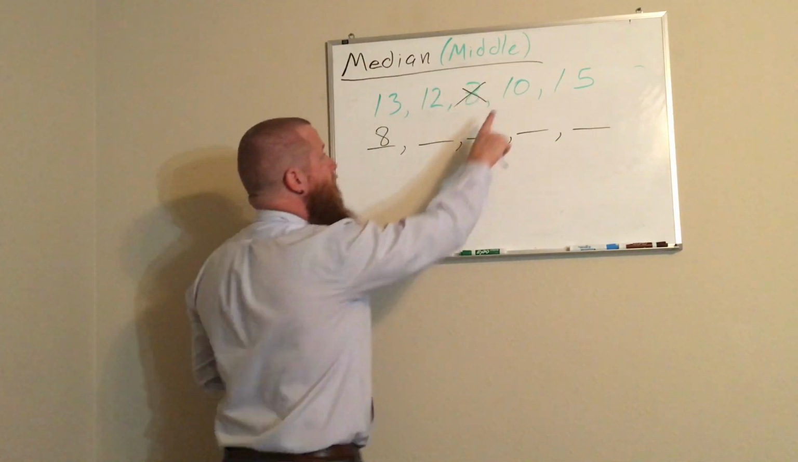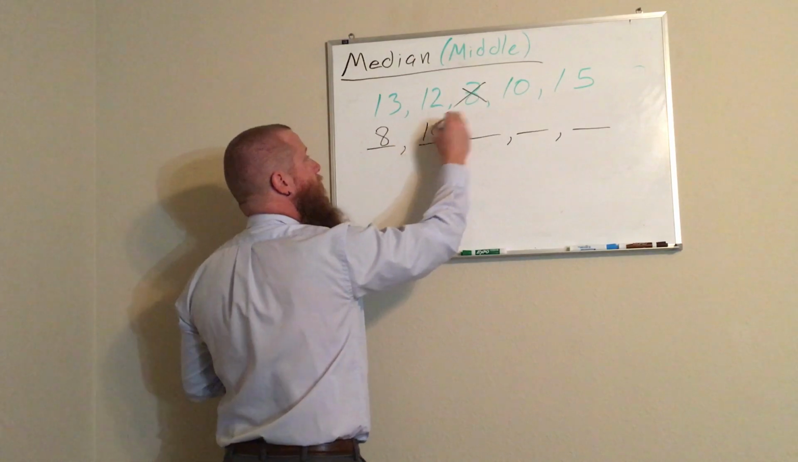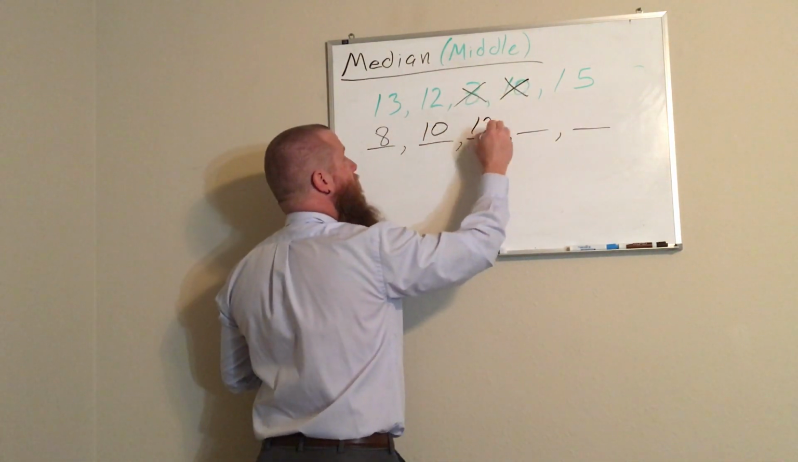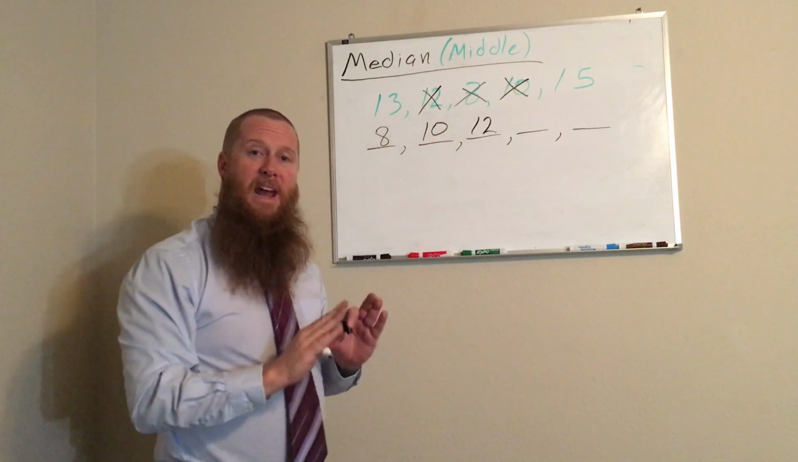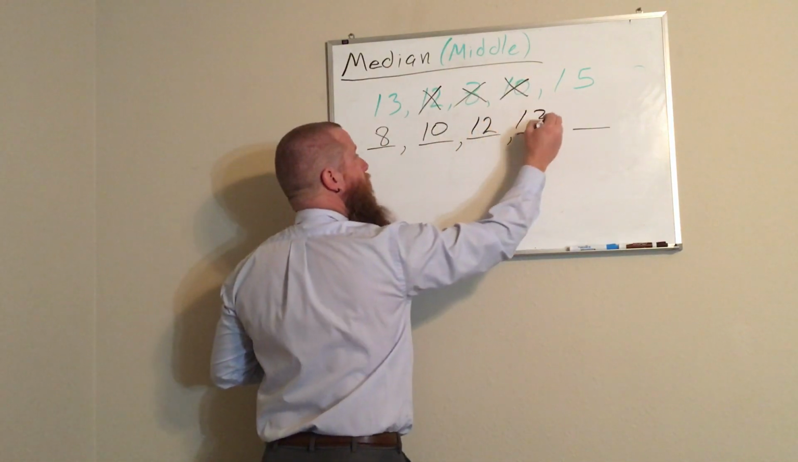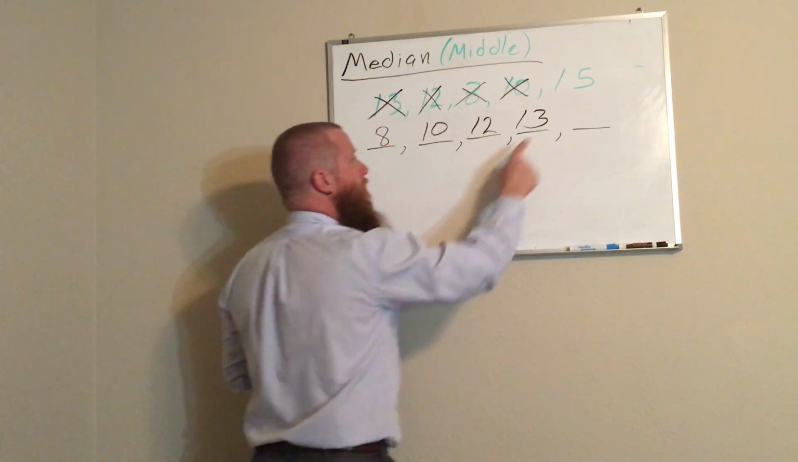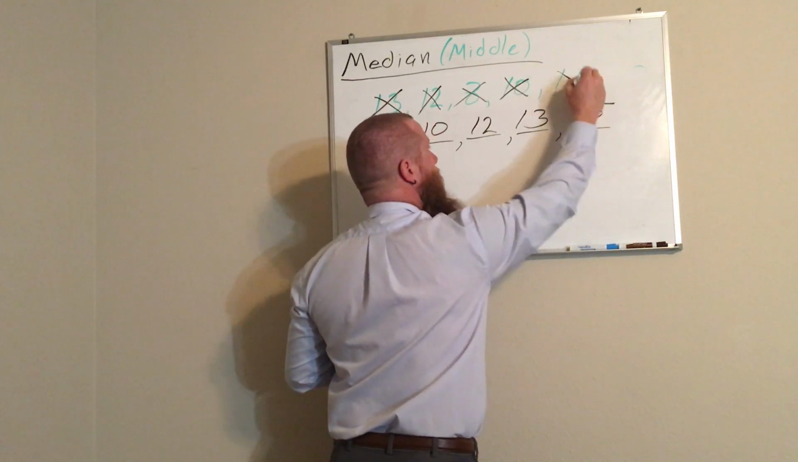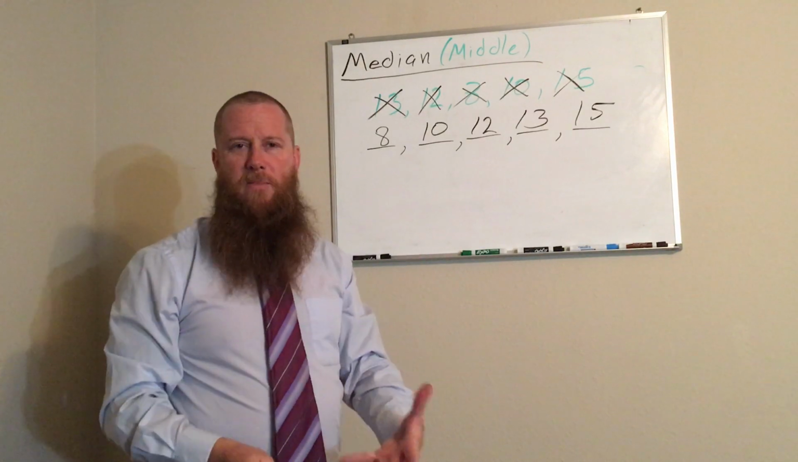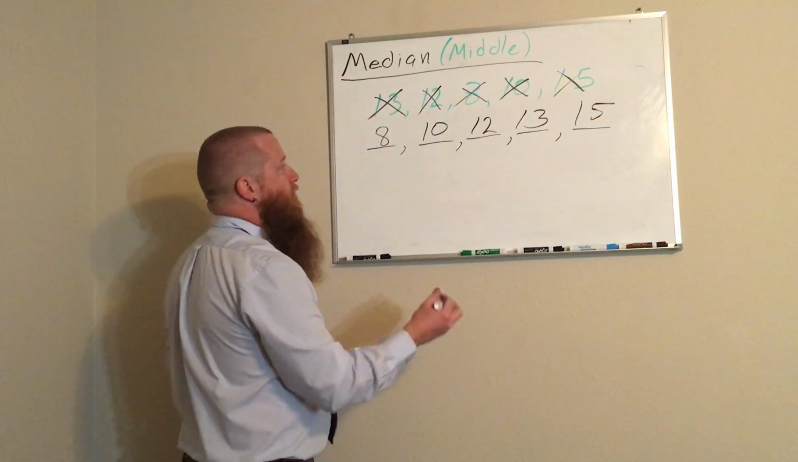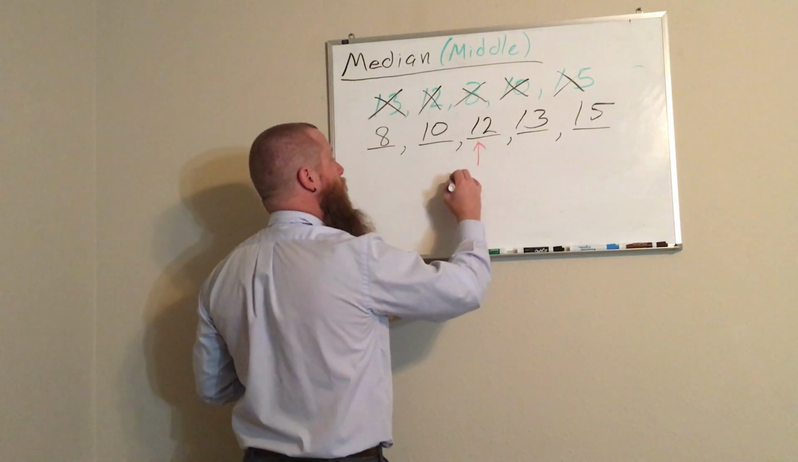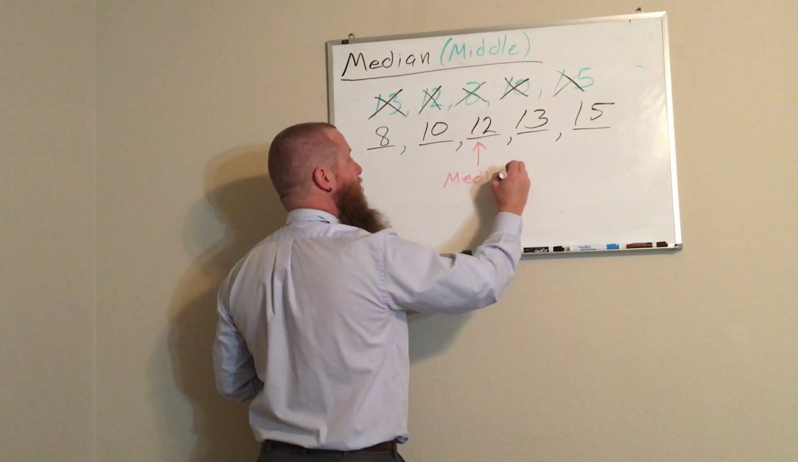Cross it out. The next value is 10. Cross it out. The next number is 12. Cross it out. Remember, I'm writing them in order from smallest to largest. 13. Cross it out. 15, cross it out. Now the median is the middle number in a series of numbers. And as you can see, the 12 is the middle value. So the 12 is the median.